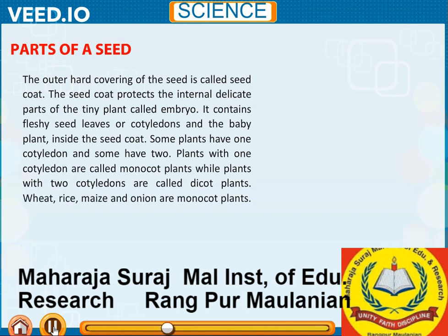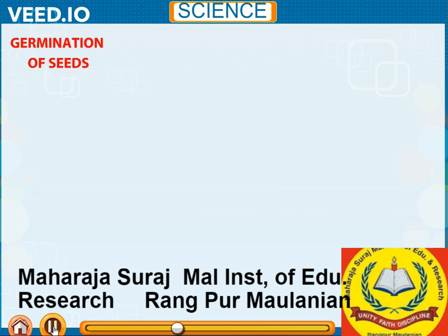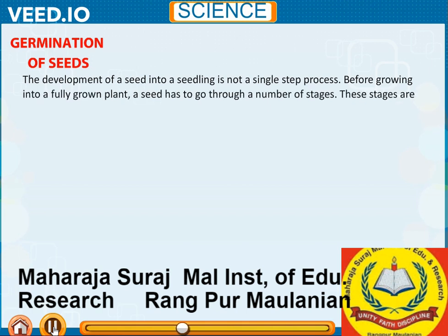Wheat, rice, maize, onion are monocot plants. Gram, pea and beans are dicot plants. Structure of a seed. Radicle, seed coat, apicotyl, hypocotyl, cotyledons. Germination of seeds. The development of a seed into a seedling is not a single-step process. Before growing into a fully grown plant, a seed has to go through a number of stages. These stages are as follows.